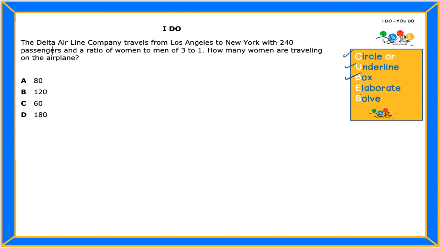Hello, let's read this question. The Delta Airline Company travels from Los Angeles to New York with 240 passengers and a ratio of women to men of 3 to 1. How many women are traveling on the airplane?